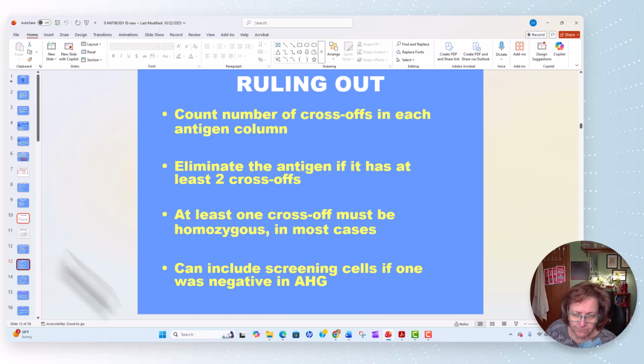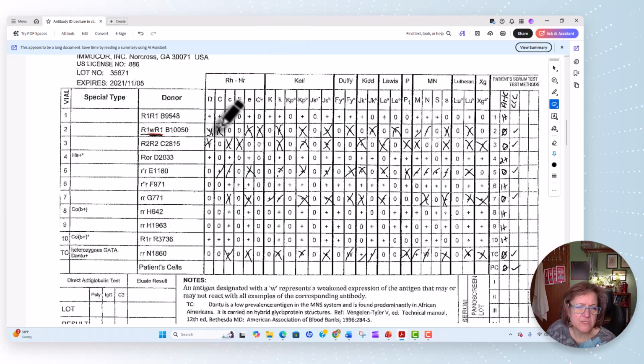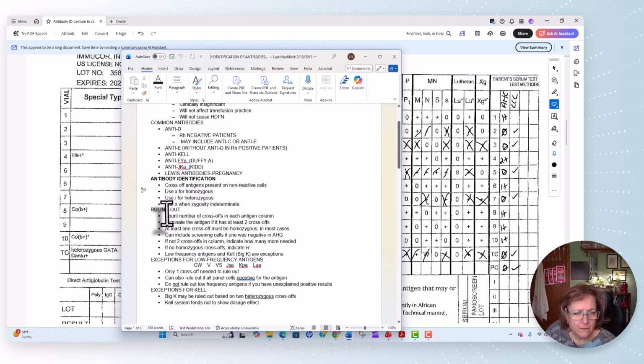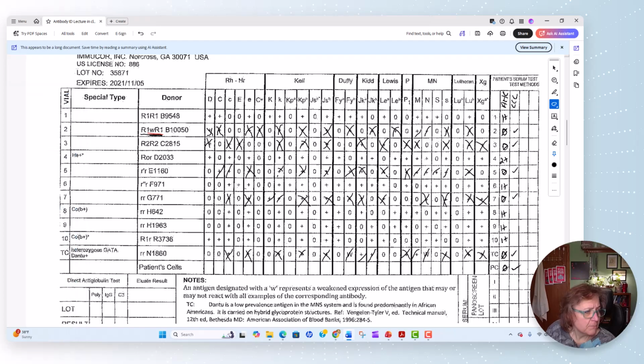So we're going to go back. And what we're going to do is we're going to count. So here I've got 2 that are both homozygous. You need at least 1 homozygous. And these rules are also right here. These rules are all spelled out right there, with our exceptions for low frequency, which you will need to know also. But they are all right there for us.